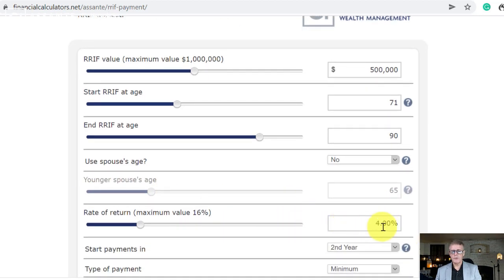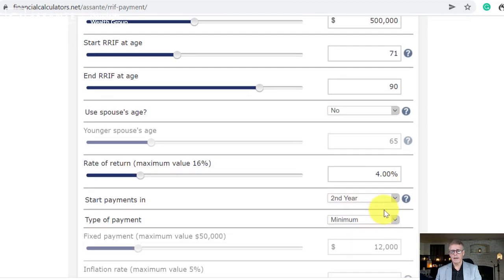The rate of return we used in the portfolio, we're saying 4% per year on average. Again, you can put your own number there in terms of your assumptions. We're assuming that payments start in the second year. So again, what I said was the RRIF gets set up in your 71st year. We're going to take the first payment in our 72nd year when we have to take it. Type of payment is minimum.